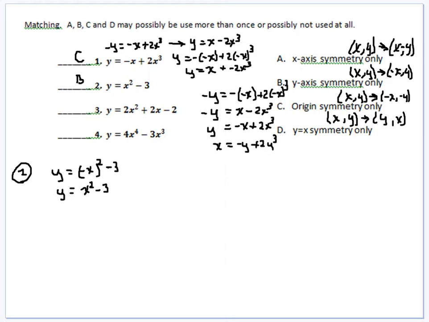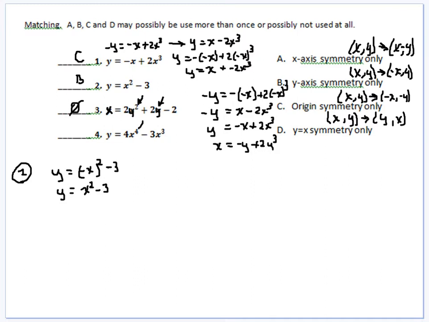Now number 3 and 4, none of them worked on 3 and 4. Here when you put a negative x in there, it puts that one back to positive, but it leaves that one negative, so those two are always going to be different. So that means x isn't going to work, y isn't going to work, and then origin is not going to work. And when you switch the order, if you have an x there and a y, those are not the same either. So none of these work.